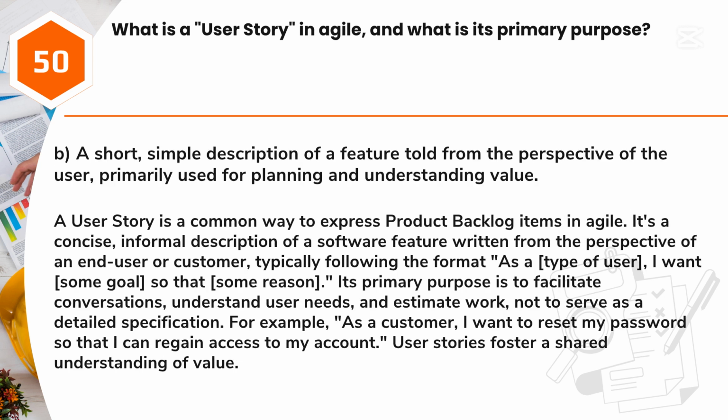Answer: B. A short, simple description of a feature told from the perspective of the user, primarily used for planning and understanding value. A user story is a common way to express product backlog items in Agile. It's a concise, informal description of a software feature written from the perspective of an end user or customer, typically following the format: as a type of user, I want some goal, so that some reason.